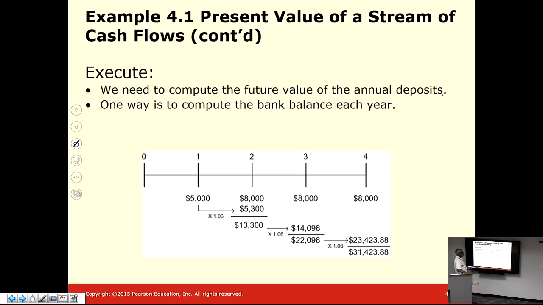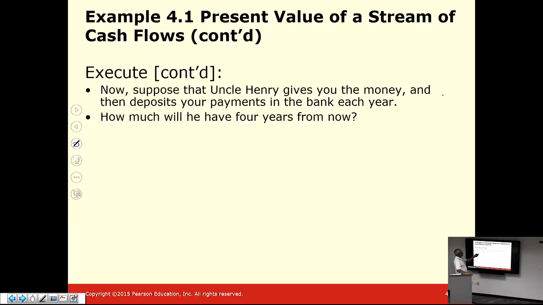Over here, the problem slightly changes because it says, suppose he gives you the money and then deposits your payment in the bank each year. How much will he have 4 years from now? The question, how much will he have 4 years from now, tells you that the problem is now a future value problem.